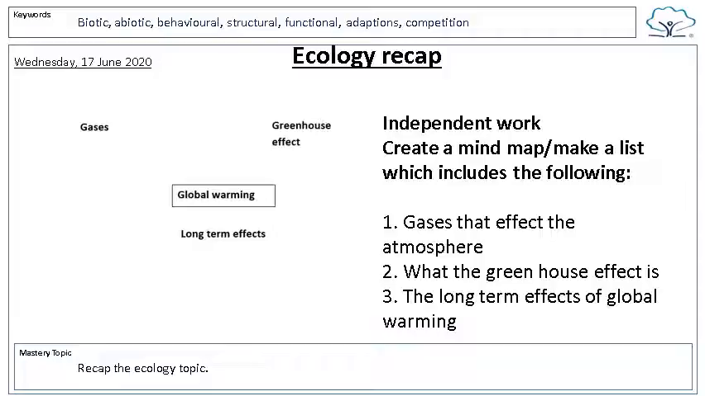Those questions are: name the gases that affect the atmosphere, describe what the greenhouse effect is, state the long-term effects of global warming. So have a go at answering them now on your own, and then I'm going to go through them. While I go through them, the expectation is you are making notes as I go along.